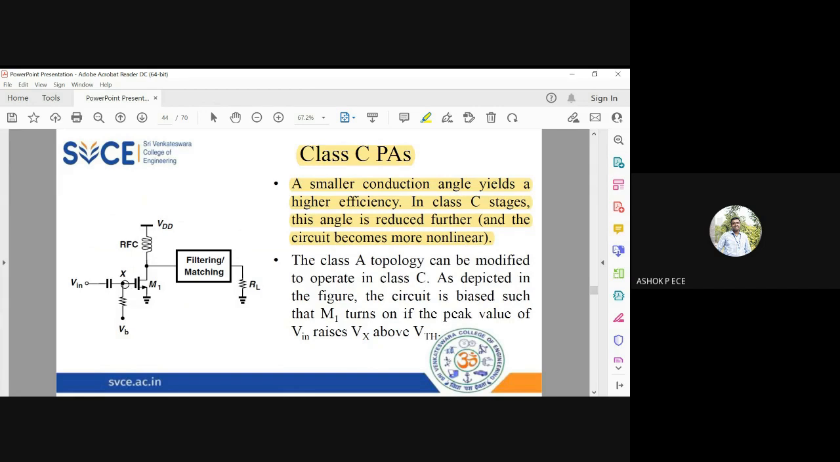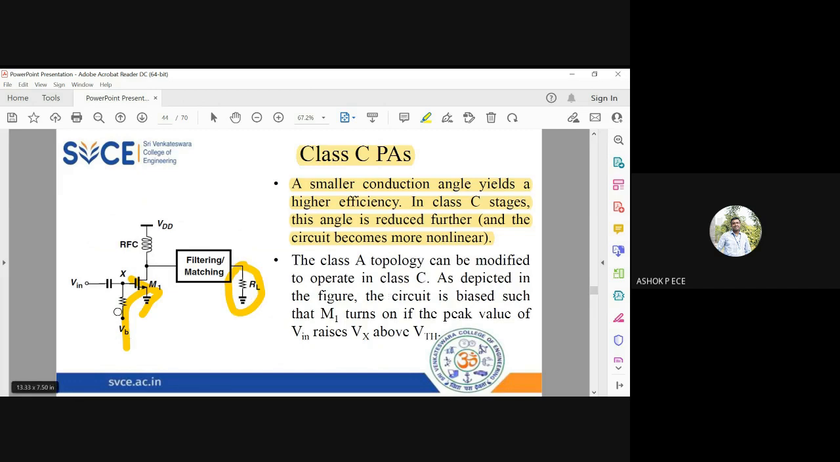So you can see here you have a negative bias VB to ensure that the transistor is going to be off for majority of the time. And only when this input is more than this bias, this amplifier will amplify. And since the circuit is going to be highly noisy, you will have a filtering network to get the required signal, and 50 ohms load is there to get your output amplified signal.